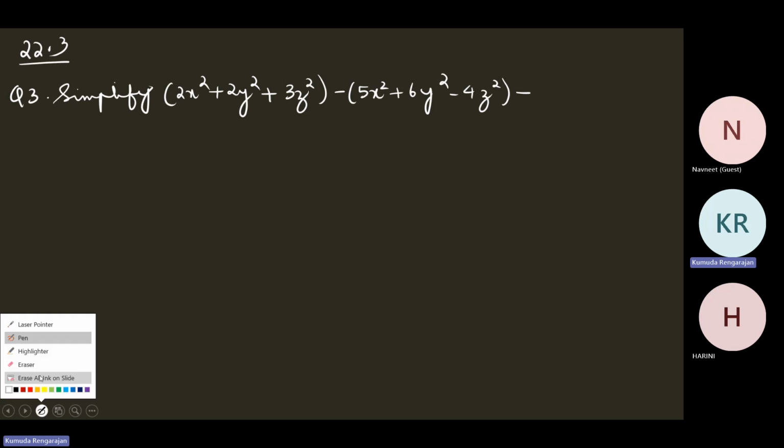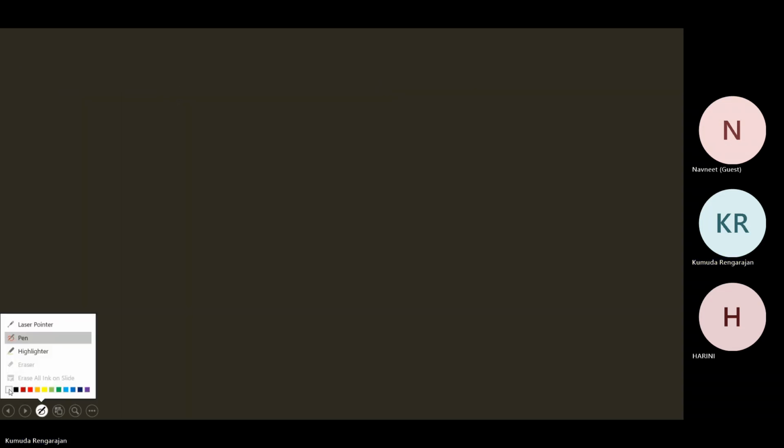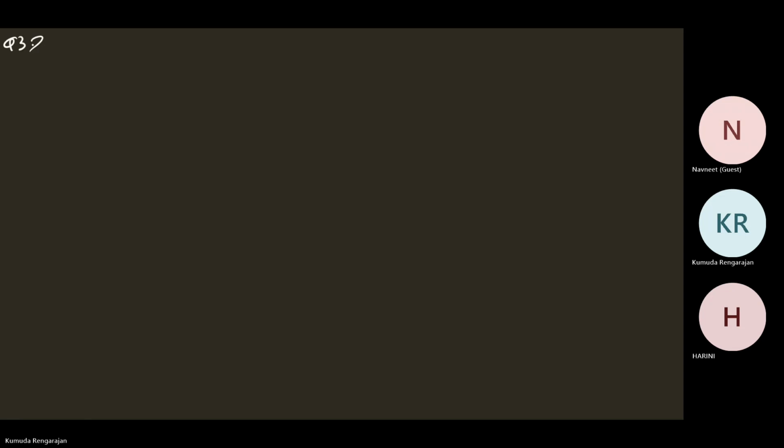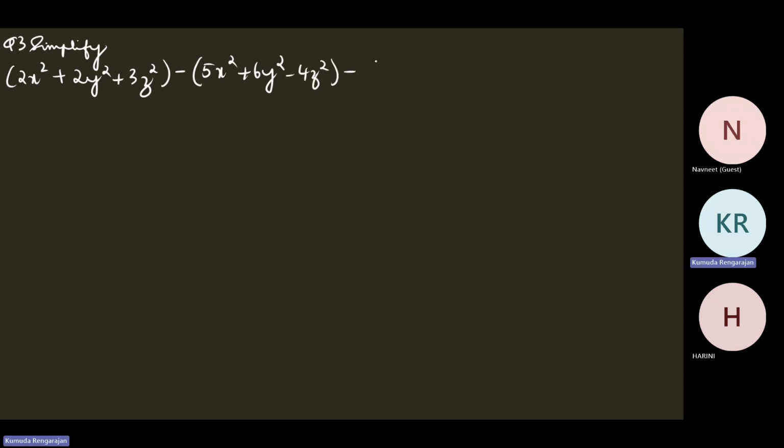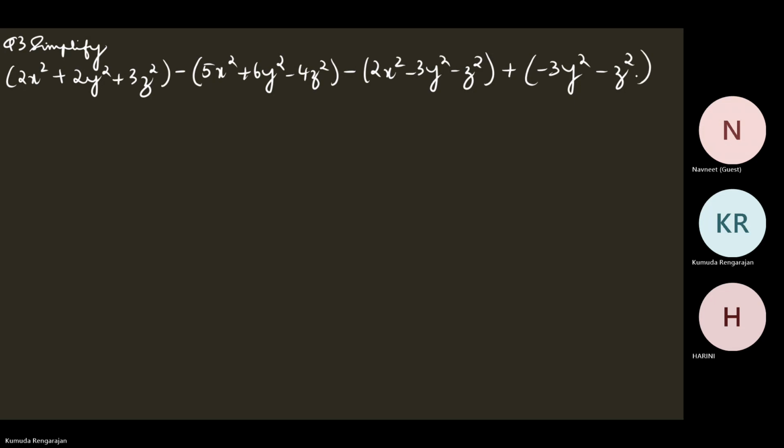I'm not able to put it in a line. I'll just write it again. Two x square plus 2y square plus 3z square minus plus.